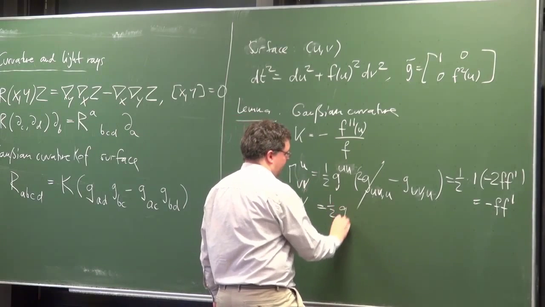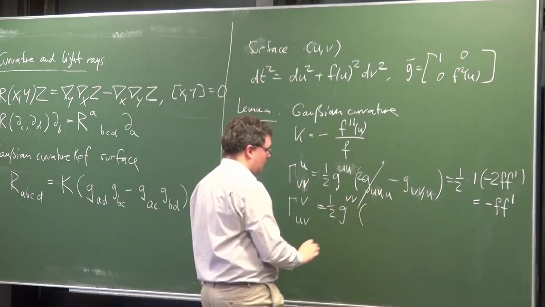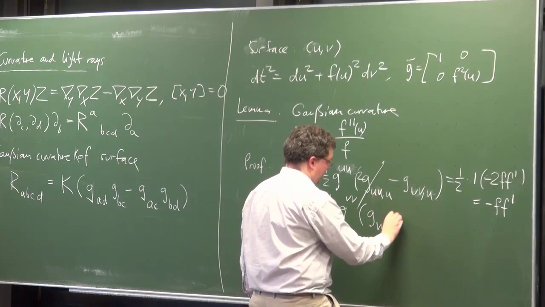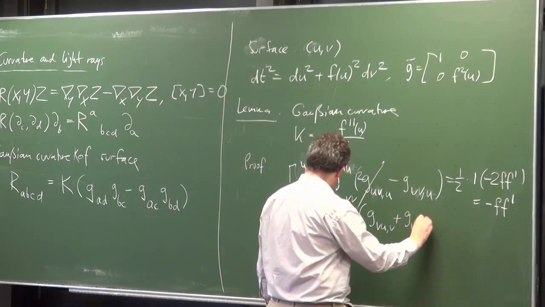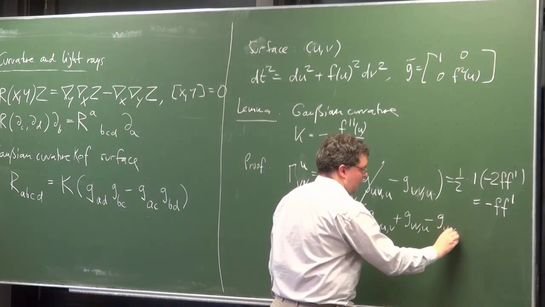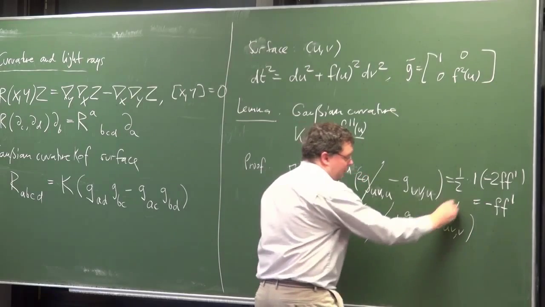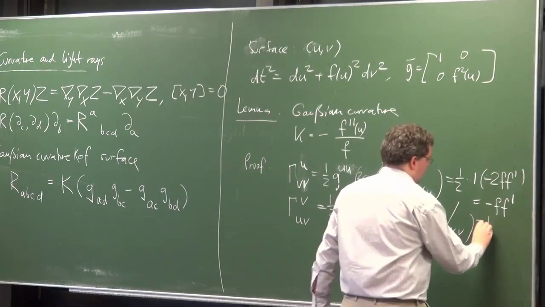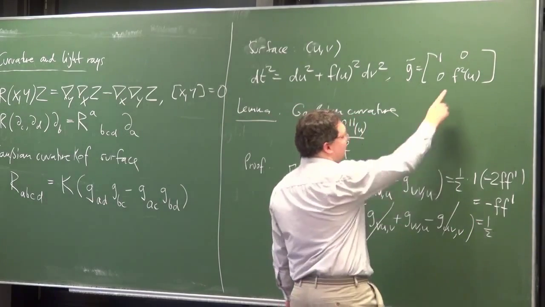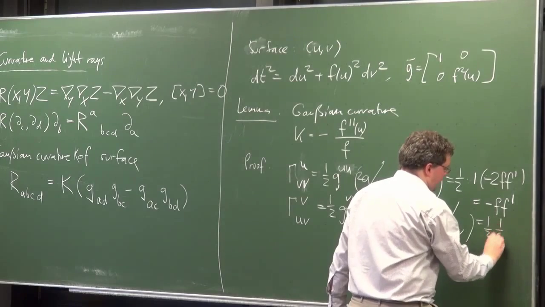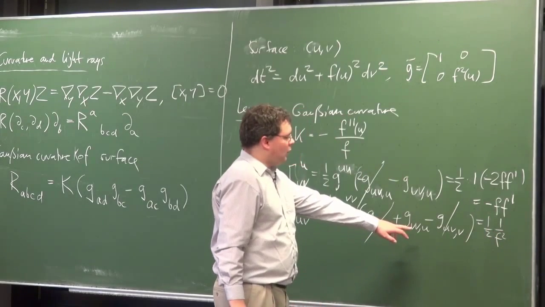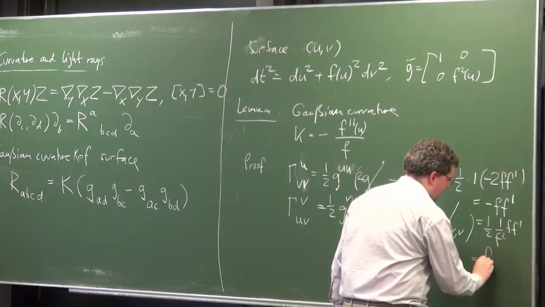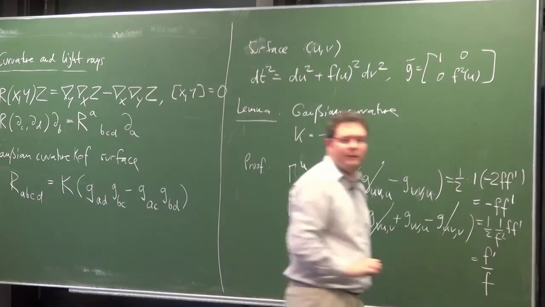So it's a half G^VV upstairs now into what? G_VU,V plus G_VV,U minus G_UV,V. These are diagonal terms, they're 0. Now we're left with a half times, well, G^VV upstairs is 1 over f squared, and this is G_VV,U, so this is now again f primed. So now we get plus f primed over f.